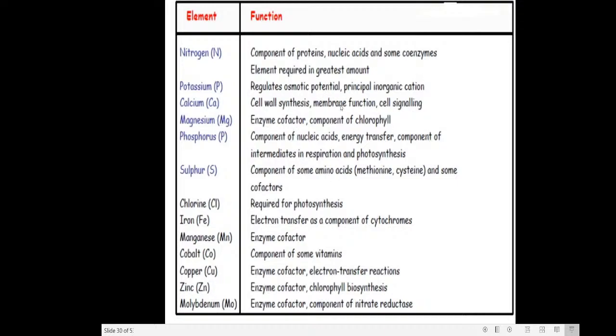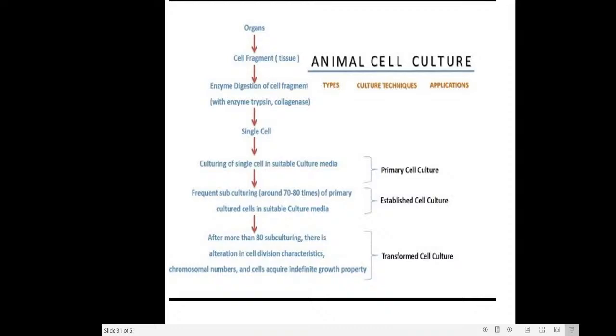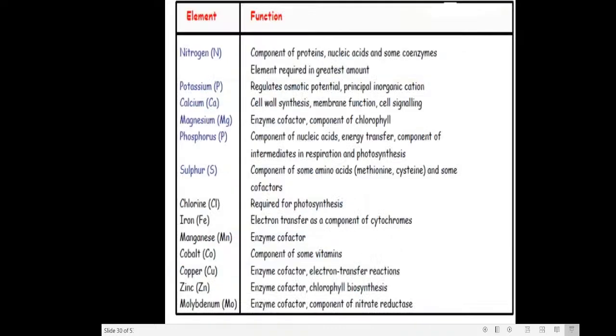Please refer to this table for your understanding. And chlorine, the ions manganese and cobalt, copper, zinc, molybdenum: these are some other cofactors. I will stop at this step, because after that we have plant tissue culture and some other methods.